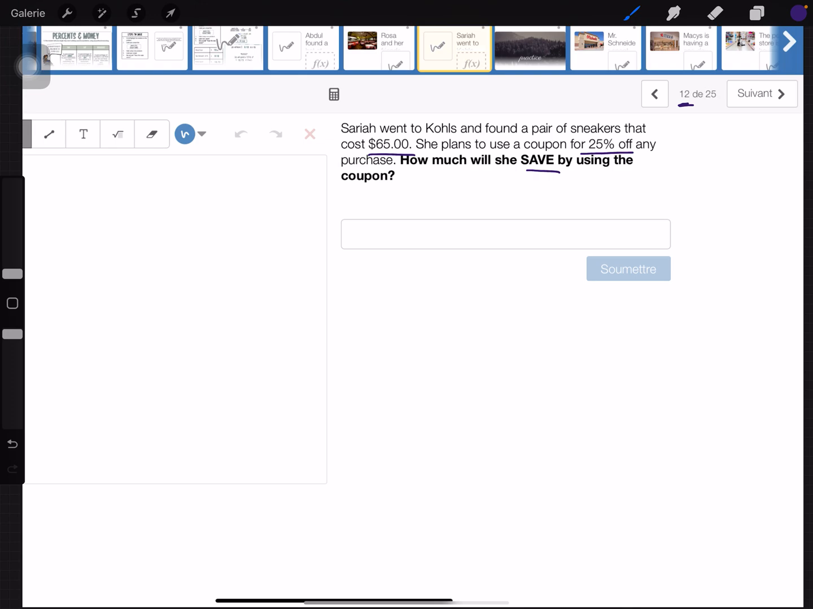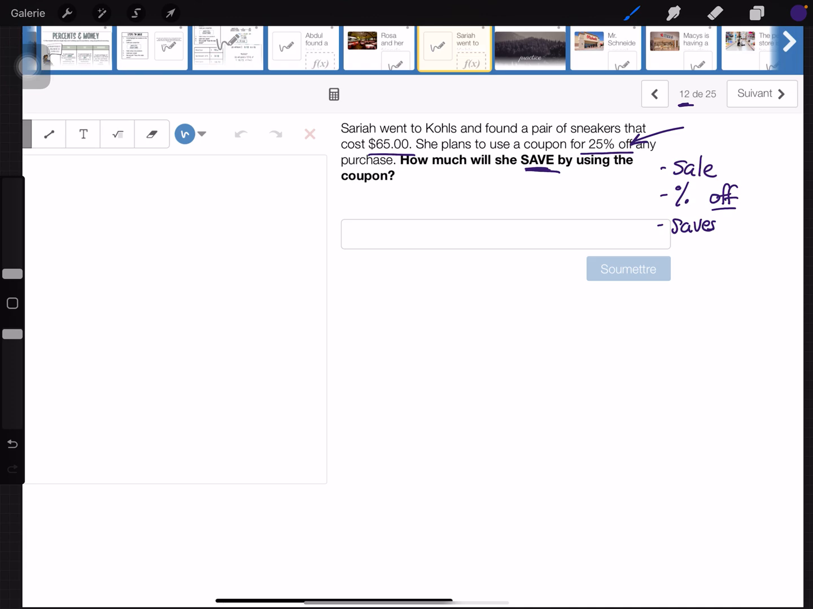So sometimes discount can be tricky because it's not always going to say that it's a discount. Sometimes we'll see that it's a sale. Sometimes we'll see that it says some percent or some amount off. Or sometimes it will say that she saves a certain amount. So we can look for any of those words to help us know that this means discount, because it won't always say it for us. So this one is going to be a discount. We want to know, how much will she save? How big is that discount?